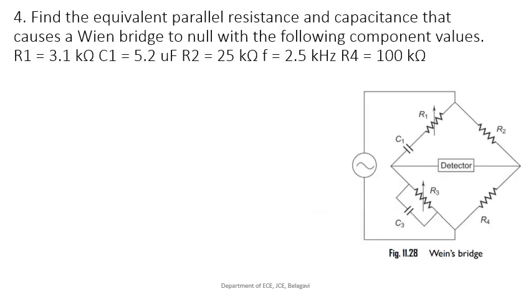Okay, next problem. You have to find the equivalent parallel resistance and capacitance that causes the Wien bridge to null. That means when it is in balance condition. So they are asking us to find the parallel resistance and capacitance, so this branch they want to find, where your resistance and capacitance are in parallel. The values of R1 and C1 are given, R2 is given, R4 is also given, as well as the frequency at which it works. So we will find out.